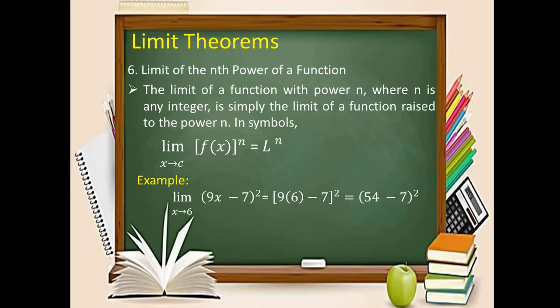For example, the limit of (9x - 7)^2 as x approaches 6 equals, what we do here is we substitute 6 for x. So (9 times 6 - 7)^2 equals, 9 times 6 is 54, minus 7 is 47. Then we will raise it to the square. Then our final answer is 2209.